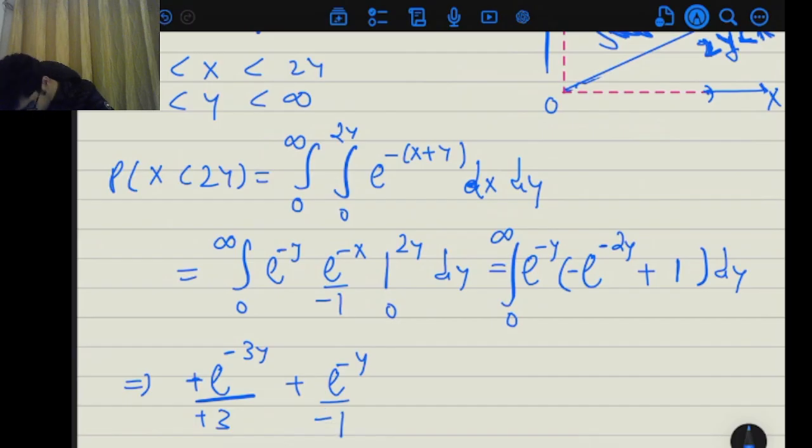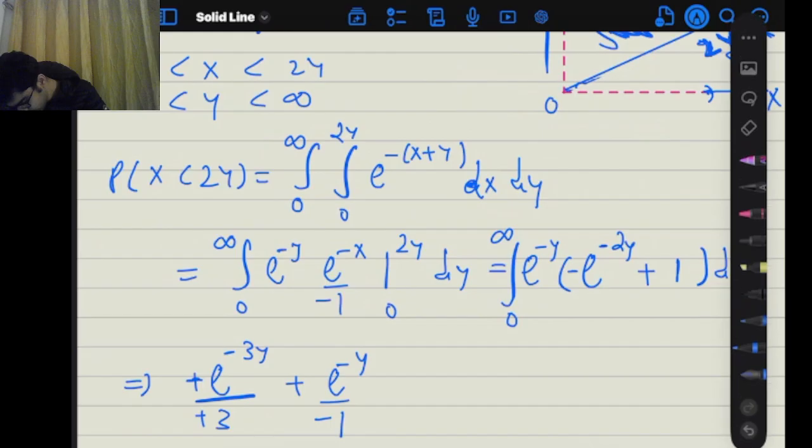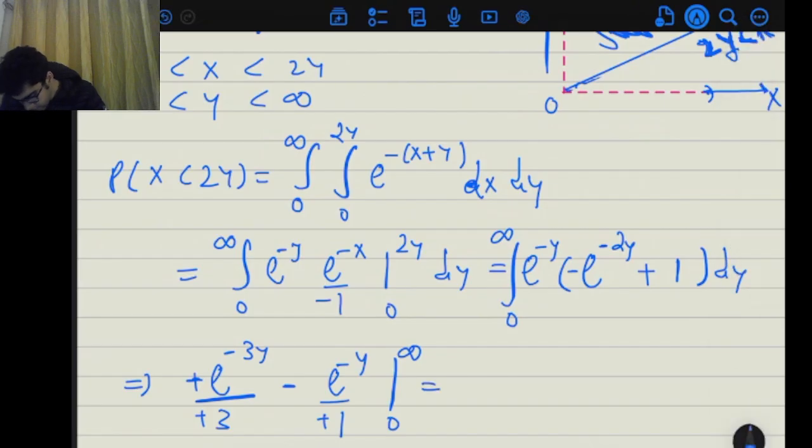So I can write this directly, I can just put the negative sign in between, and here I'll be putting a positive sign from 0 to infinity. This will give me e to the power negative infinity becomes 0, and then e to the power 0. So this becomes 0 and minus 1 by 3, and positive 1. So this becomes 2 by 3, right?